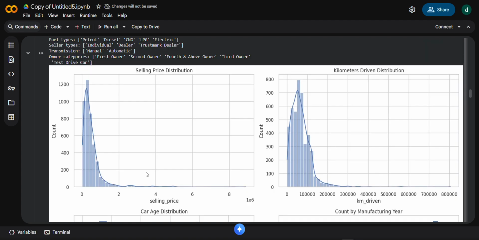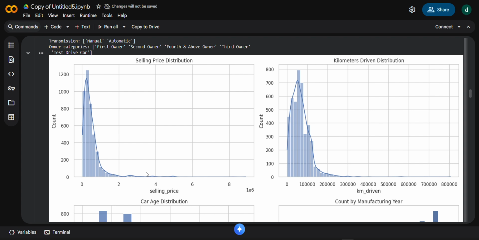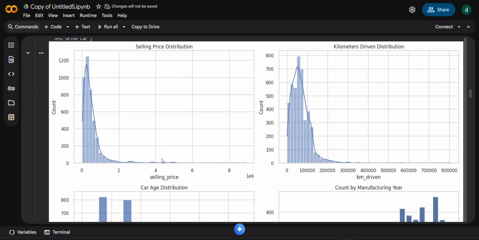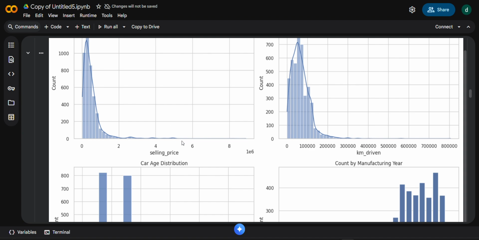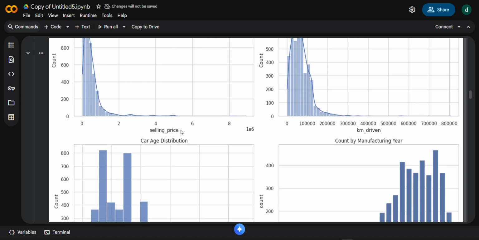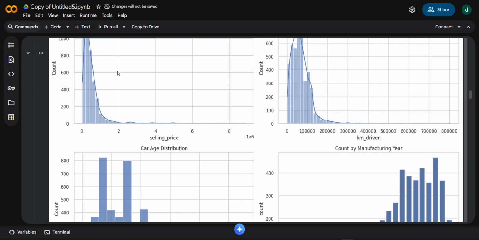The selling price distribution graph shows how the selling prices of cars are distributed in my dataset, which shows most cars are sold at lower prices. The left side of the graph has the highest bars. As the price increases, the number of cars decreases. This is common in used car data. Cheaper cars are more common than expensive cars.